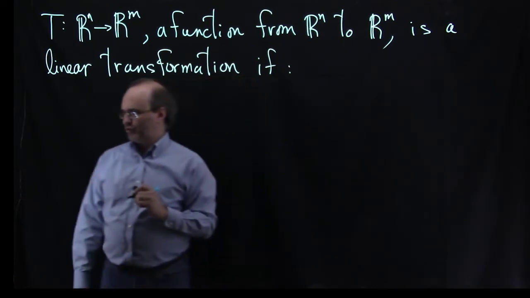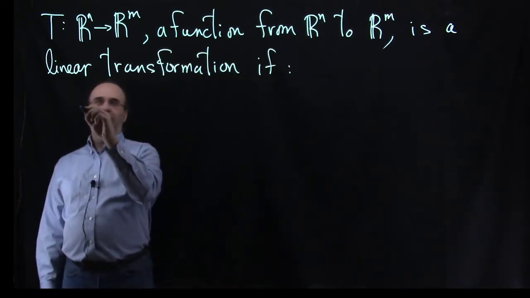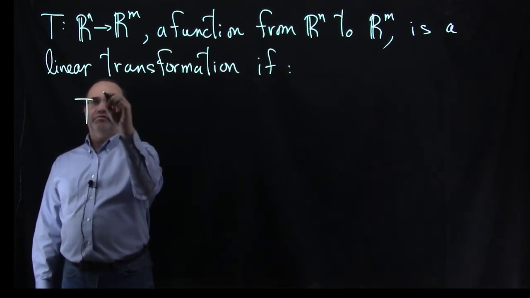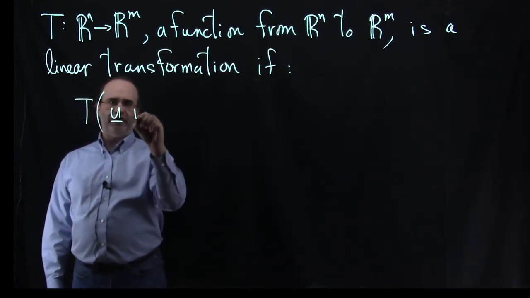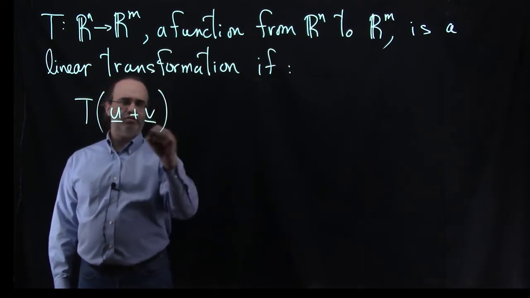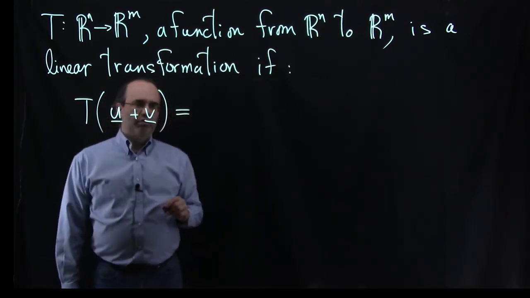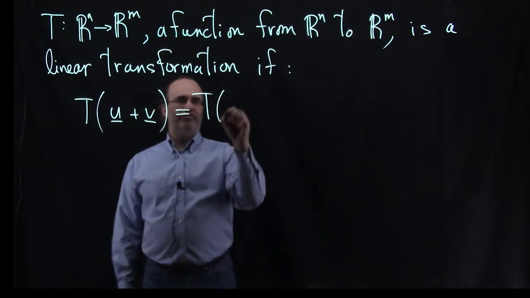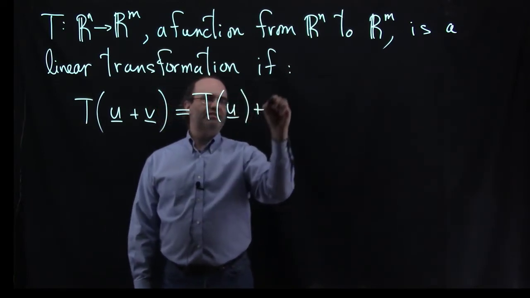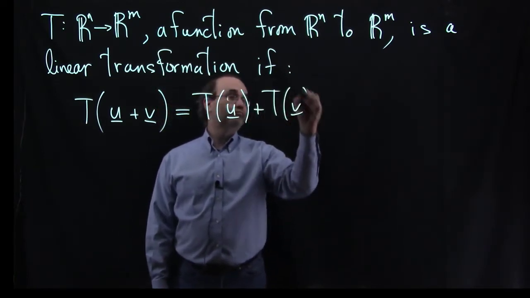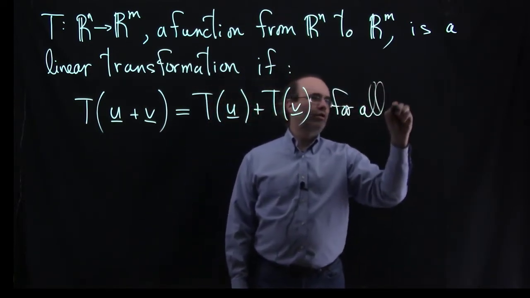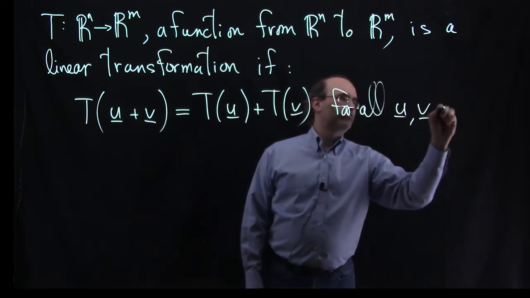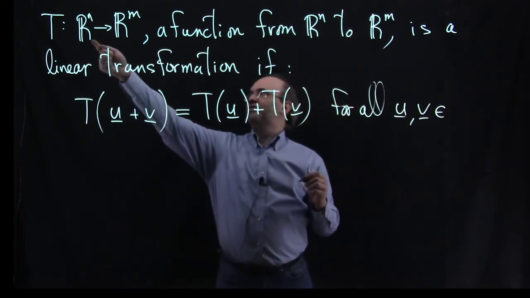All right, so the first one is that if you apply T to the sum of two vectors u and v, this will be equal to T of u plus T of v. So this is for all vectors u and v starting from Rn.